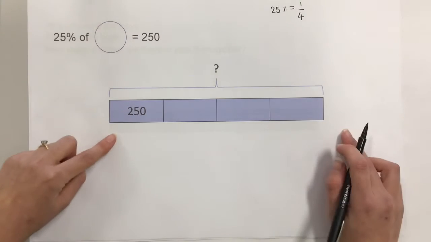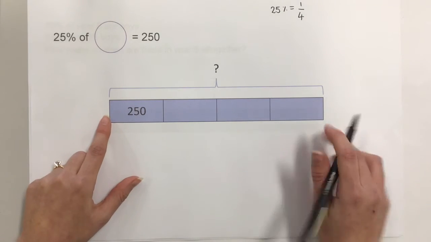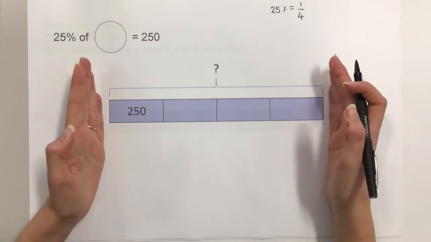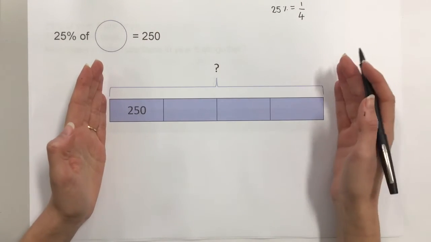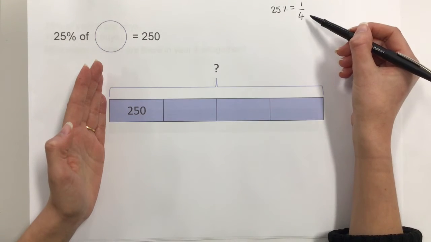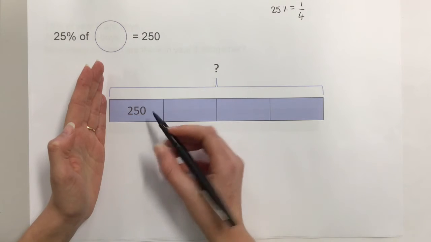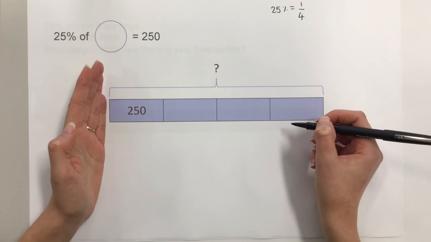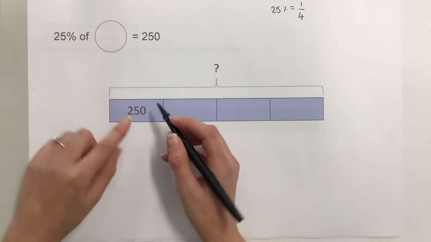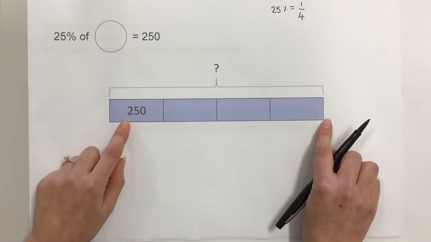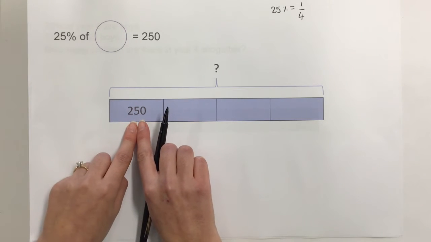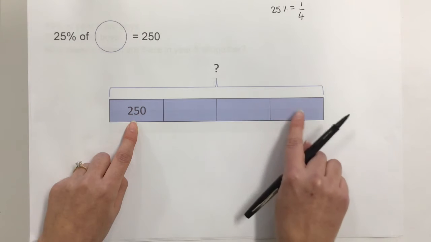Okay, so I've got a bar model again down here to help me. My missing value again is my whole number, so my bar is that missing number up there. All I know at the moment is that 1/4 or 25% equals 250. So I've split the bar up into 4 sections and I've labelled 1/4 as 250. To work out my whole, I need to multiply my one section by 4.